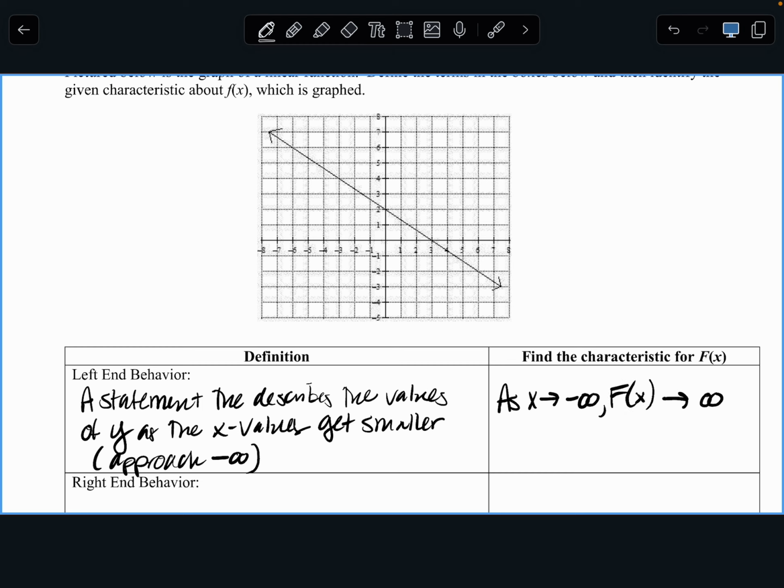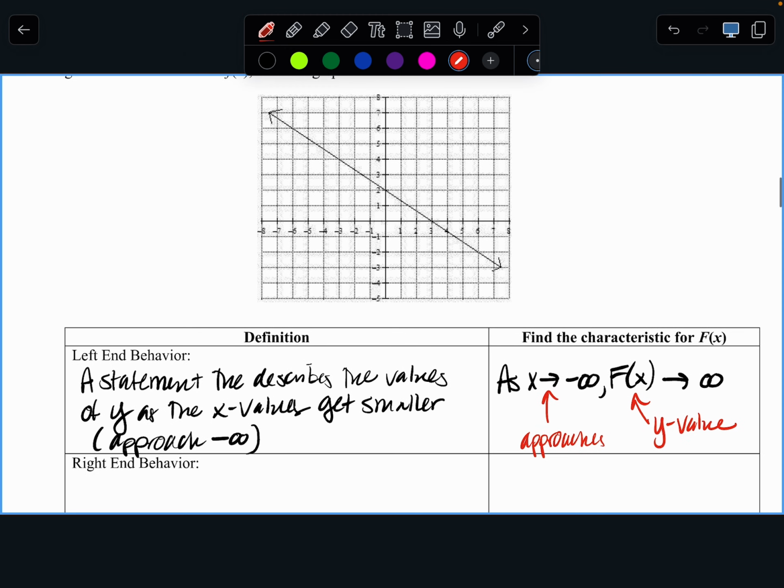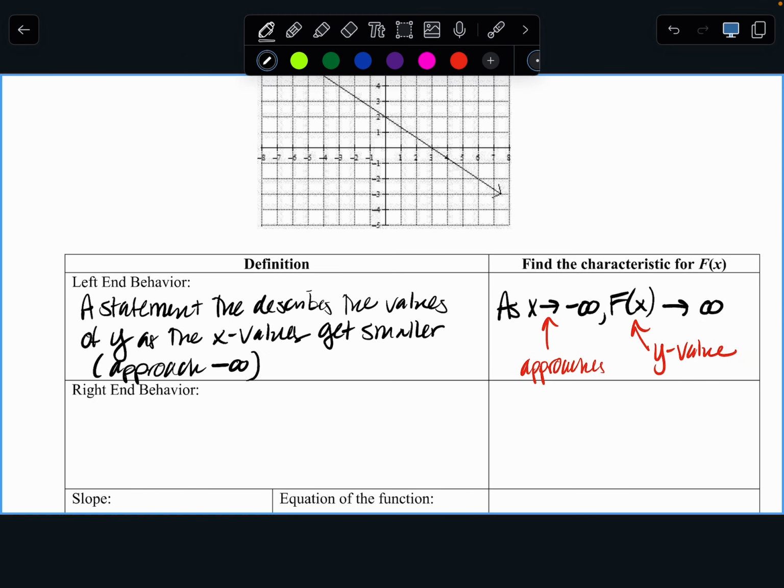Now, a couple of things to remember. This arrow means approaches. And remember that f of x just means the y value. Okay. All right, right-end behavior is very similar. It is a statement that describes the values of y as x gets really large.